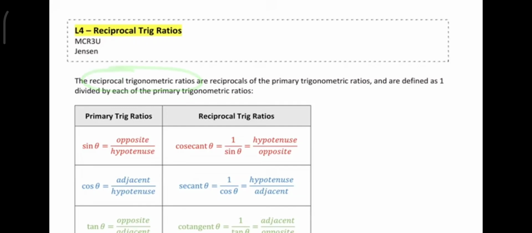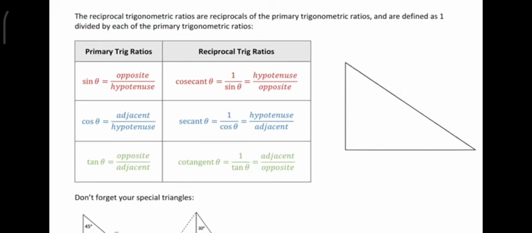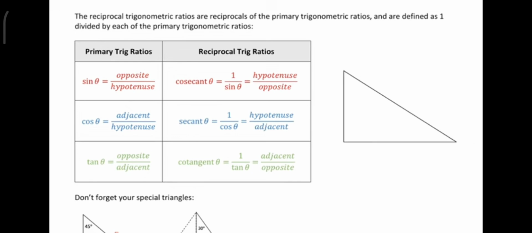Reciprocal trig ratios are just the reciprocals of the primary trig ratios. A reciprocal is just defined as 1 divided by each of the primary trig ratios. It's just the flip of each of them. Before I explain them, it'll help if I draw a right angle triangle with a reference angle theta.